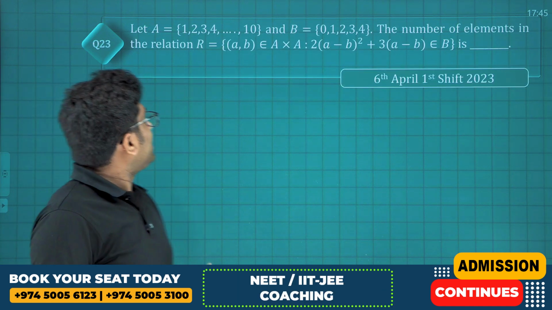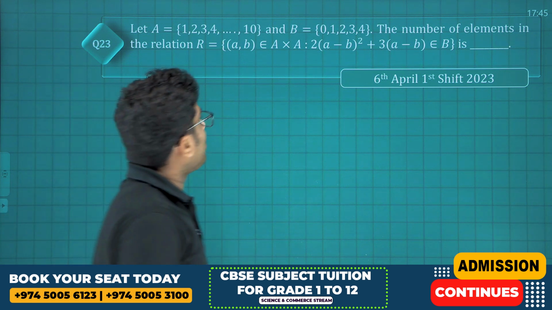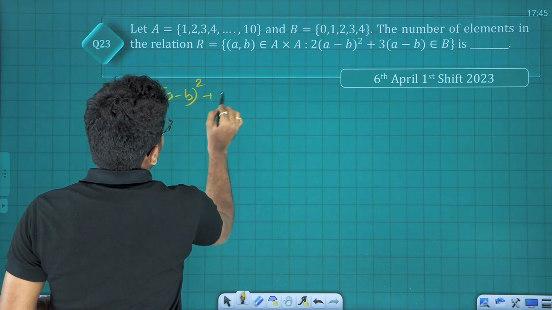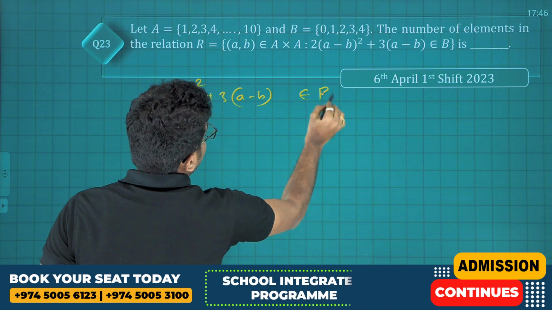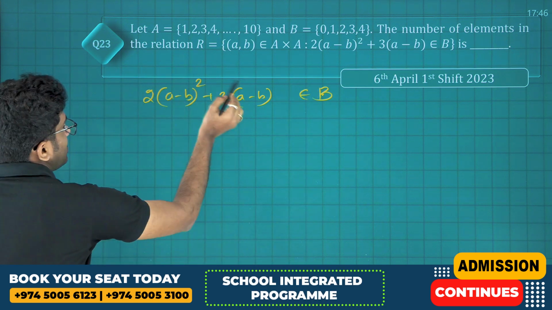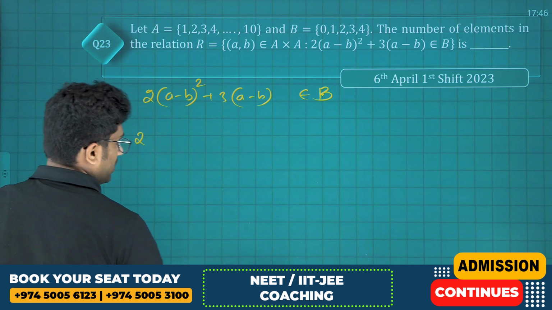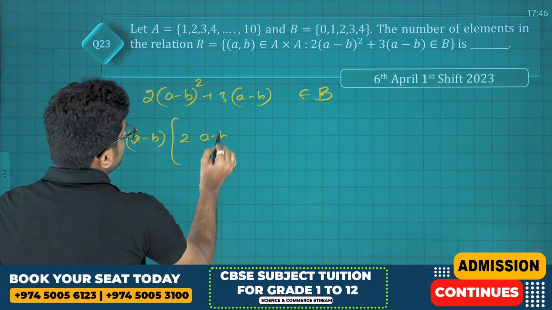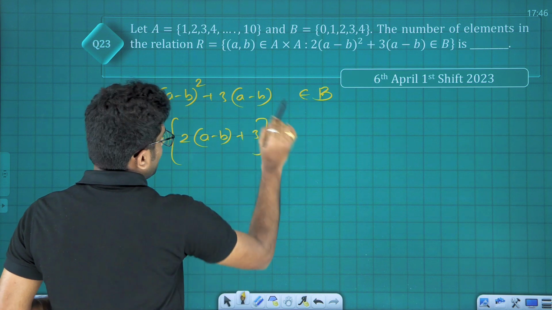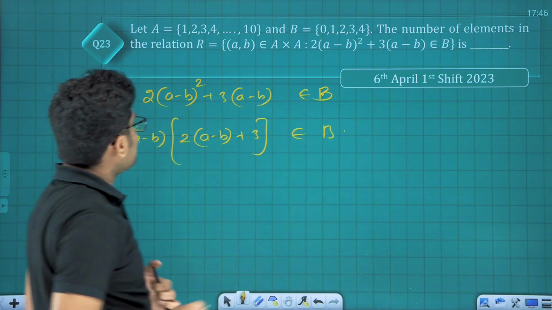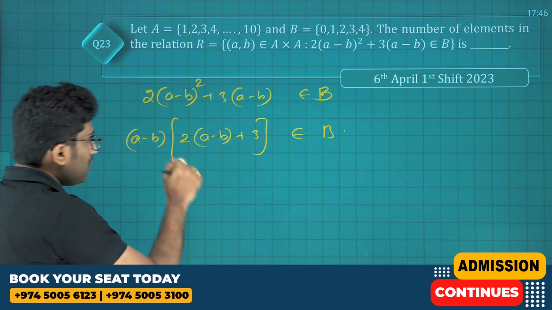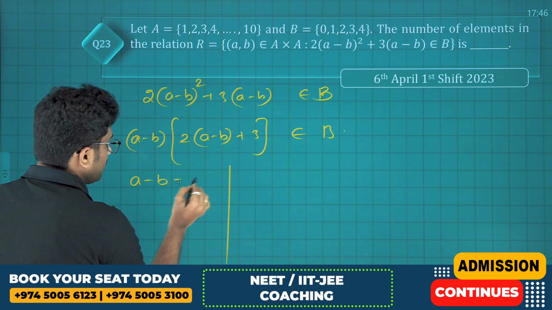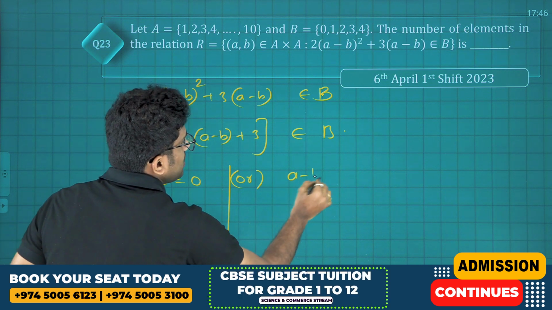They have given two sets, friends. Set A is 1 to 10, set B is from 0 to 4. Find the number of elements in the relation R1 such that 2 times (a minus b) whole square plus 3 times (a minus b) belongs to set B. Now let's take this common: (a minus b) into (2 times (a minus b) plus 3) should belong to B. Friends, this will belong to set B only when either a minus b is equal to 0 or a minus b is equal to minus 2.